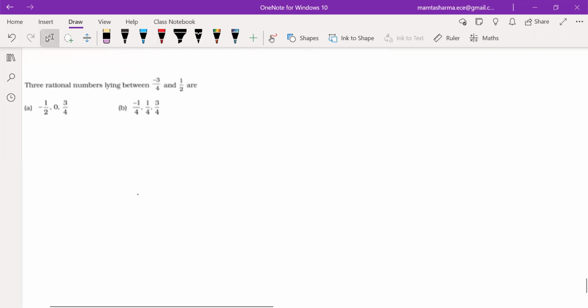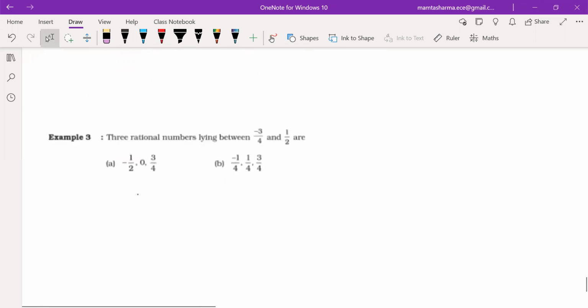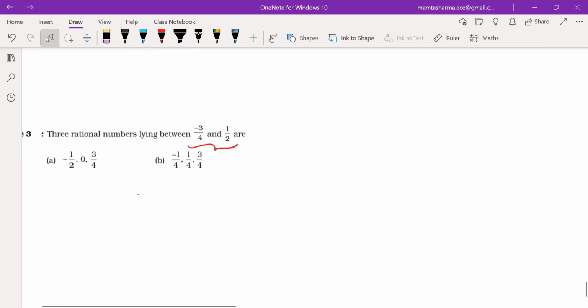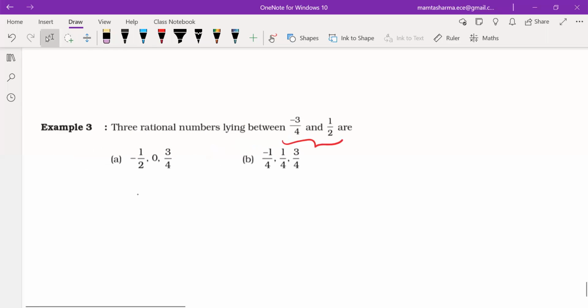Okay, so we'll solve one question. Tell me 3 rational numbers lying between these two rational numbers. Options A, B are given. Only 2 options are given. Find the 3 rational numbers between these two numbers. How will you find? Tell me.